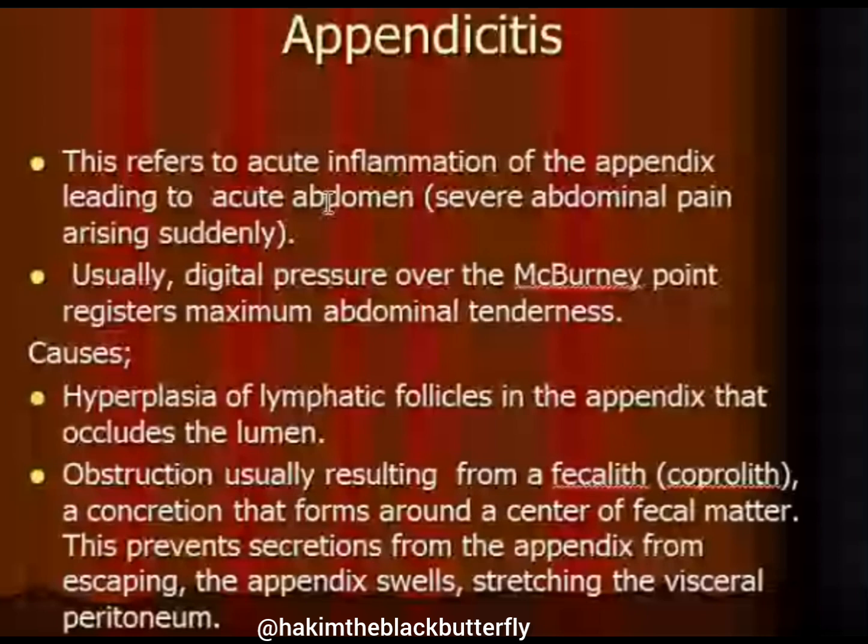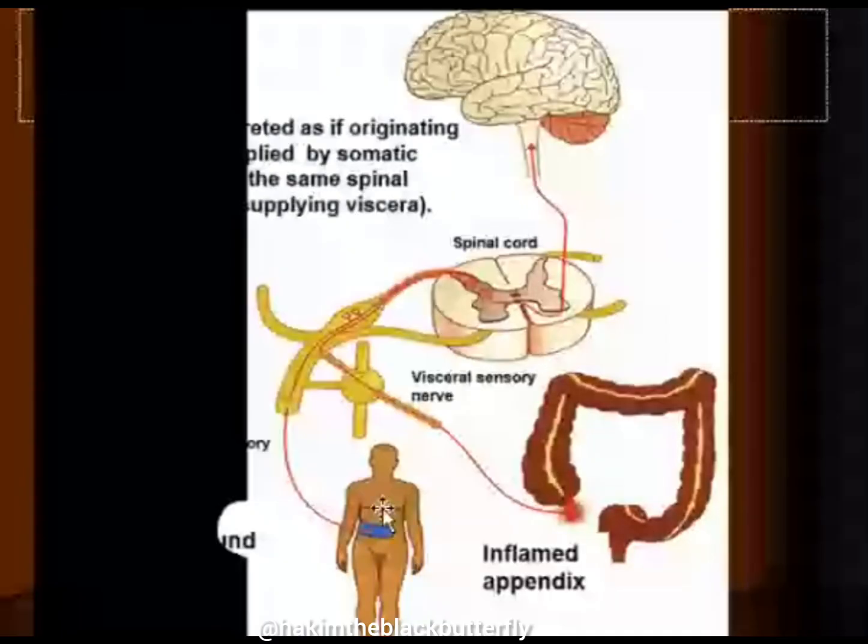When you press McBurney's point, this person is going to sense a lot of pain, and that is as a result of inflammation of the appendix. Pain originates from the umbilicus and then radiates down to the right iliac region. Why does it radiate to the right iliac region?